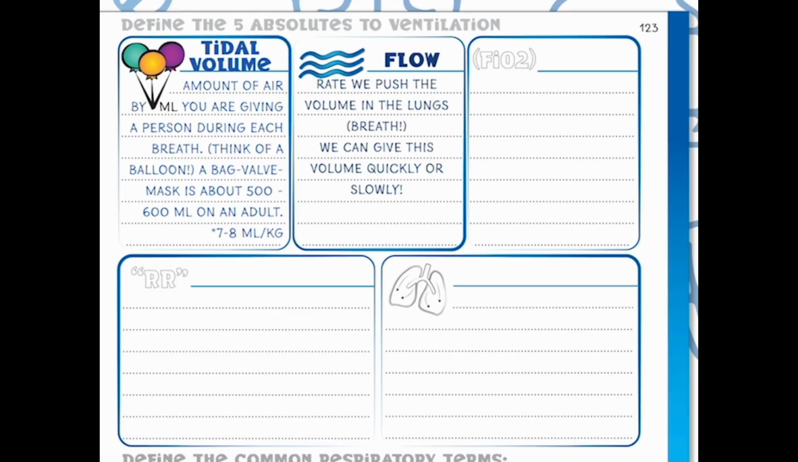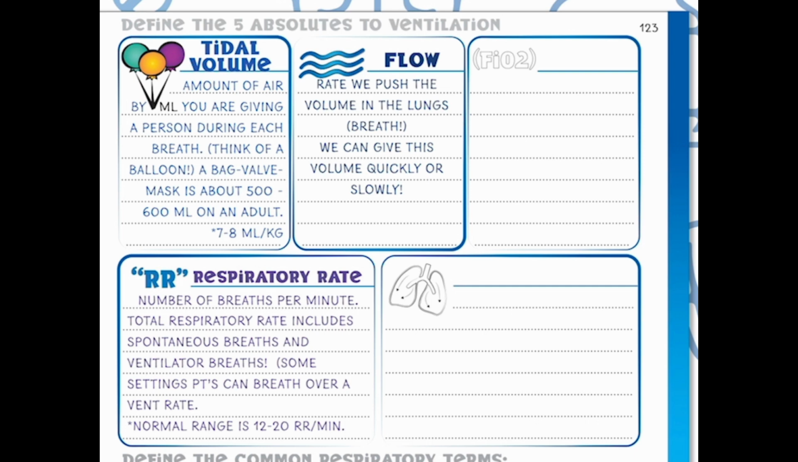So flow is liters per minute, as our respiratory rate, or our next term, is the number of breaths the patient takes per minute. So our total respiratory rate includes spontaneous breathing, and if they're on a ventilator, this includes our ventilator breaths as well. So on some settings, our patients can breathe over a ventilator rate. And our normal range we aim for is 12 to 20 respirations per minute.